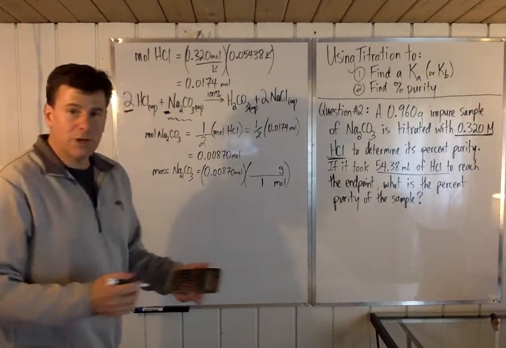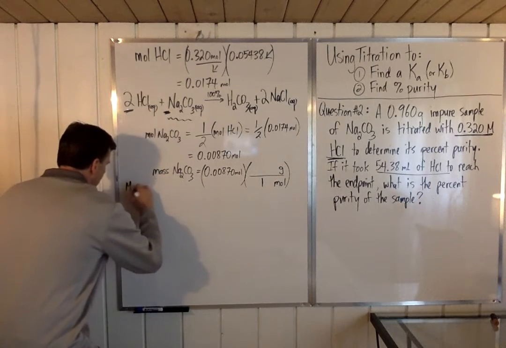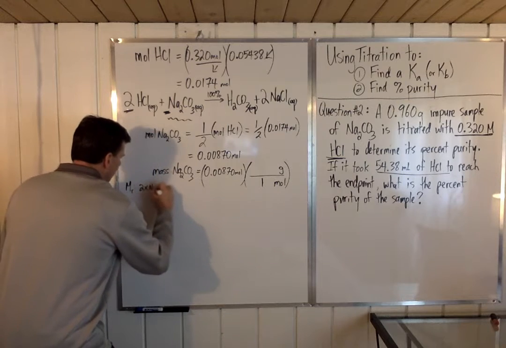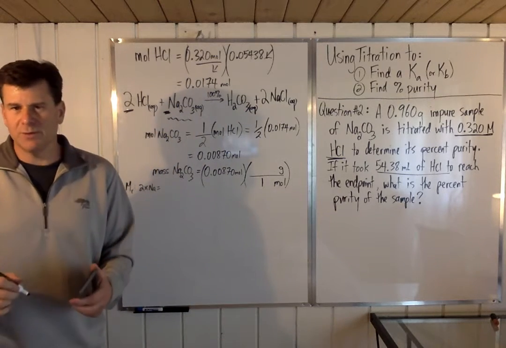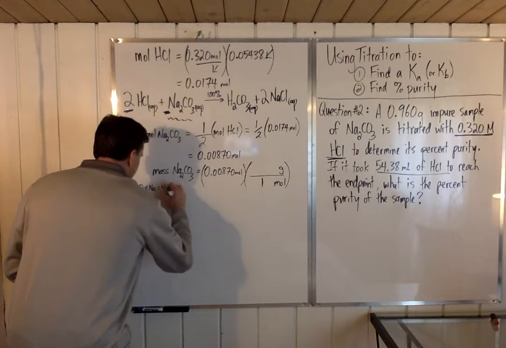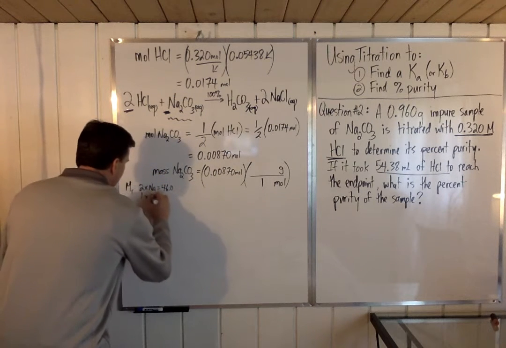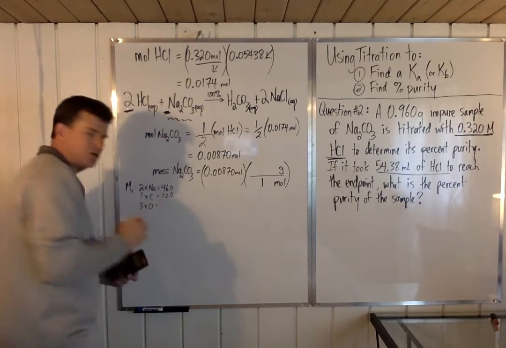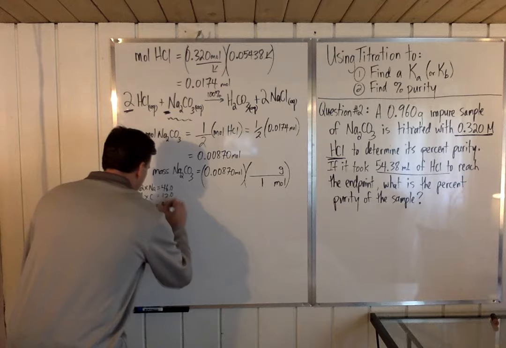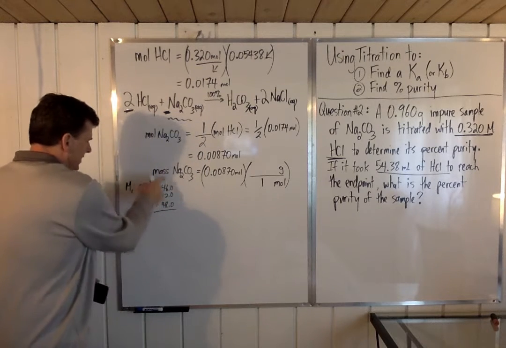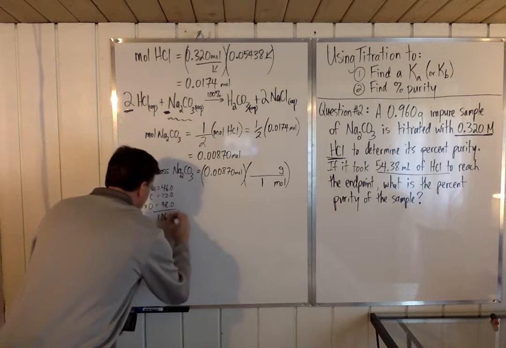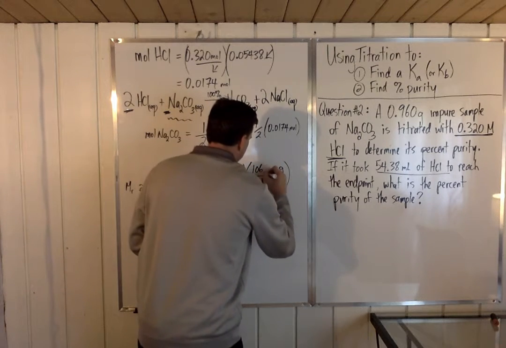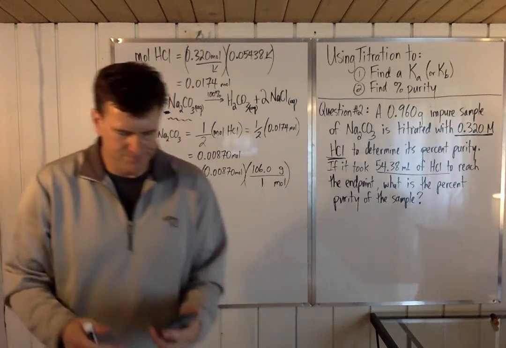So real quick over on the side, you do a little quick molar mass calculation. I've got 2 times sodium. Sodium's 23.0 on the periodic table, so it's 46.0. I've got 1 carbon, which is 12. I've got 3 oxygens, which are 16 each, times 3 is 48. That's 106.0 grams per mole.